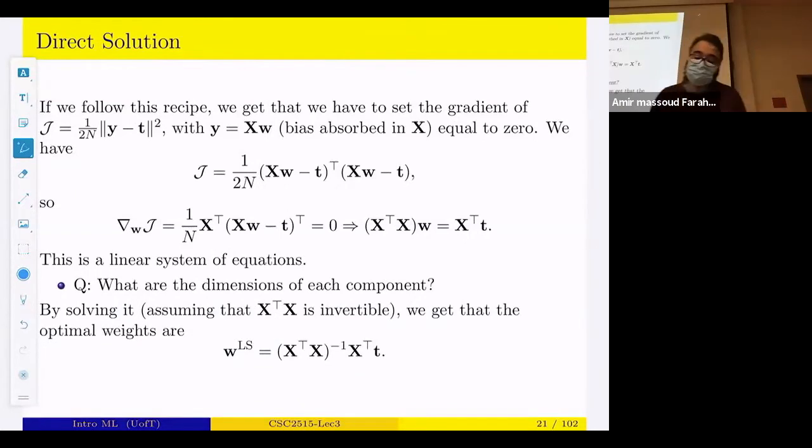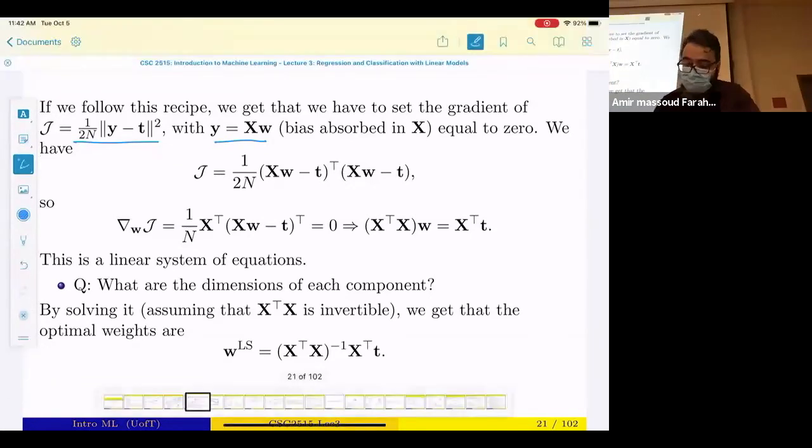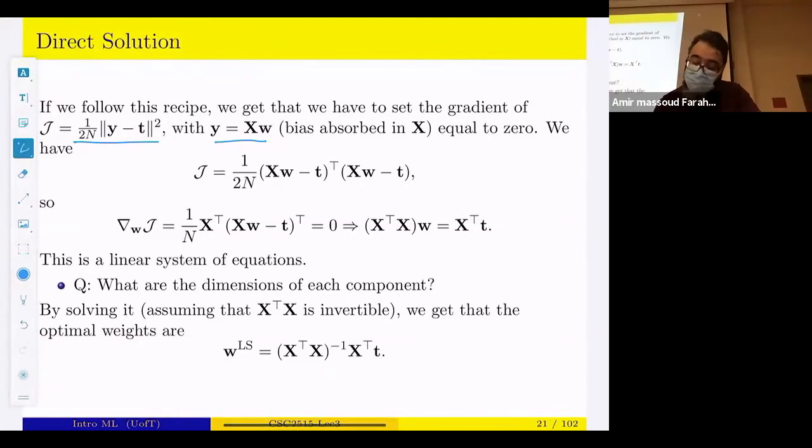So if we follow this recipe, we have to set the gradient of this cost function equal to 0. So what is y? y is equal to Xw, just repeating what we had before, and the bias is absorbed into X. So the cost function can be written in matrix or vector form as (Xw minus t) transpose times (Xw minus t).